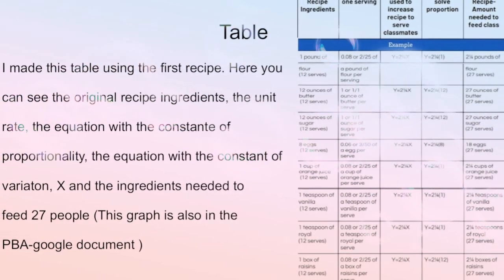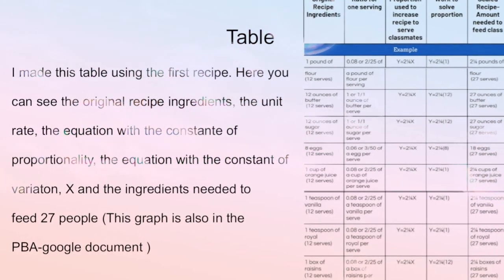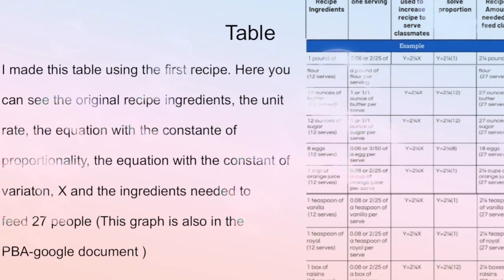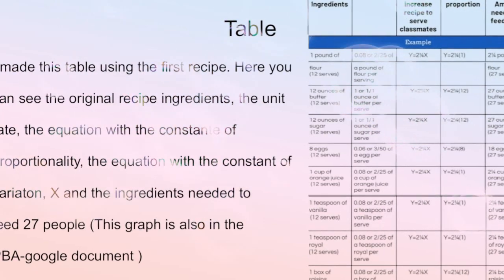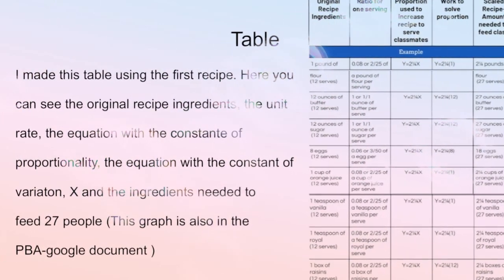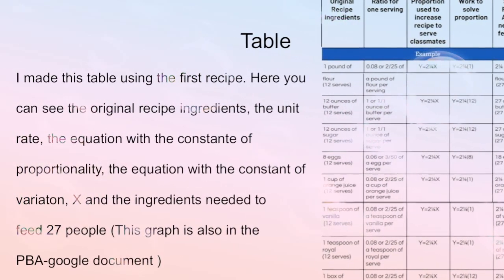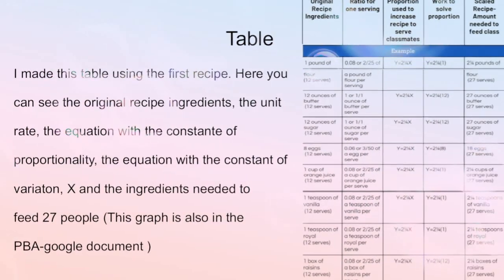Ratio for 1 serving: 0.08 or 2/25 of a pound of flour per serving. 1 ounce of butter per serve. 1 ounce of sugar per serve. 0.06 or 3/50 of an egg per serve.